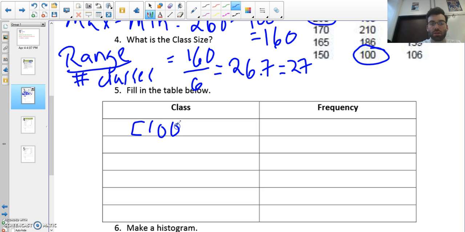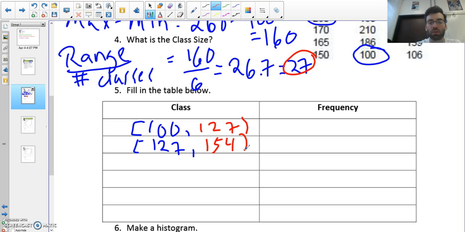So my lowest number was 100. Remember what this bracket means from last year? It means equal. I want this lowest number here to be included, which means I can include 100 within my data set. And I'm going to add 27. That 27 was my class size right here. So this number is 127. And I want to put a parenthesis around that because I'm not going to include 127 in this class. I'm going to include it in the next.